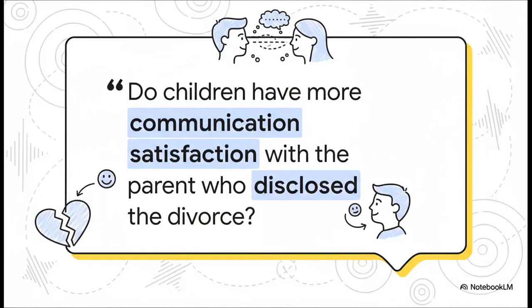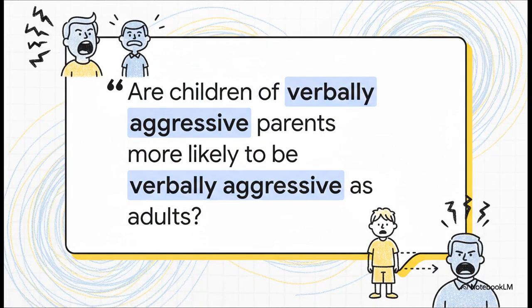Now, here's a really powerful example from the course. This question is just brilliant because of how specific it is. It's not just about divorce in general. It's about the very specific communication act of disclosing the divorce and its measurable effect on a child's satisfaction with how they communicate with that parent. See how focused that is? And check this one out. It connects a very specific parental behavior, yelling at a soccer game, to a potential long-term outcome in the child's own communication style later in life. This is exactly how research can trace the ripples of family communication across a whole lifetime.